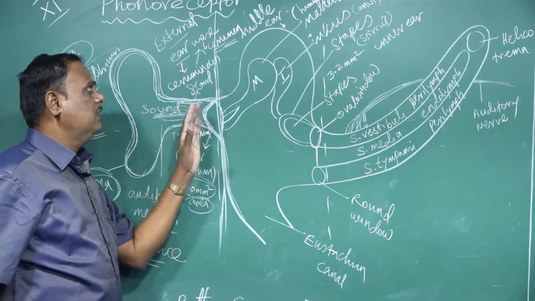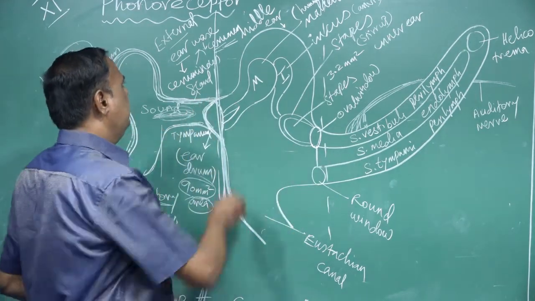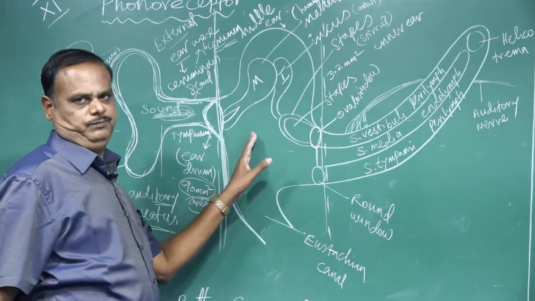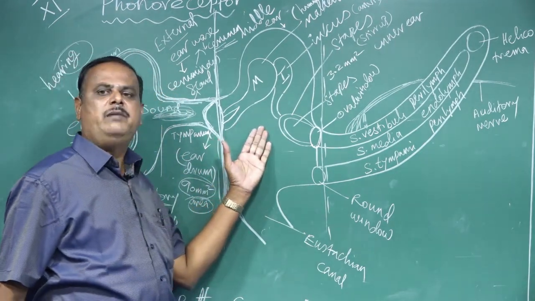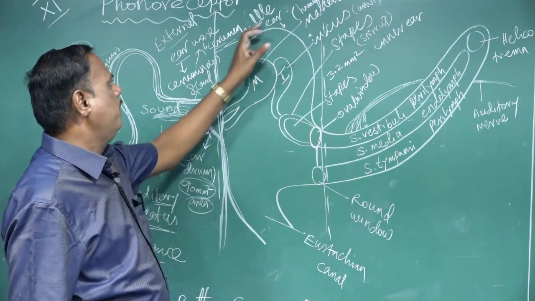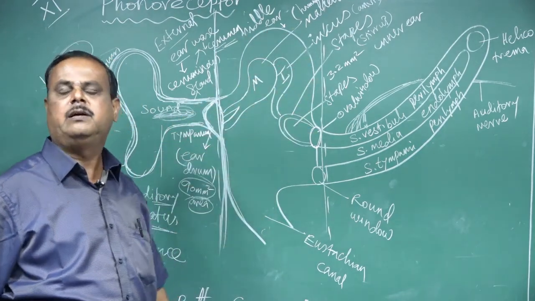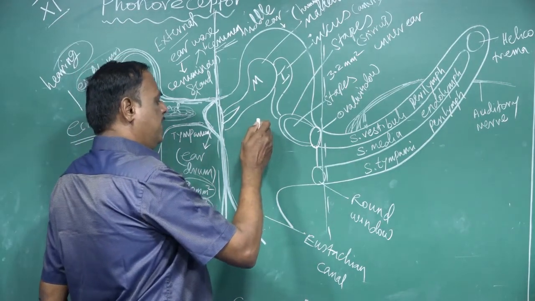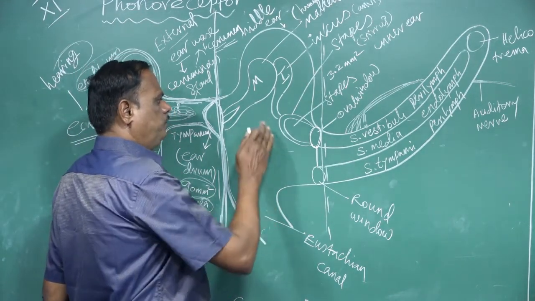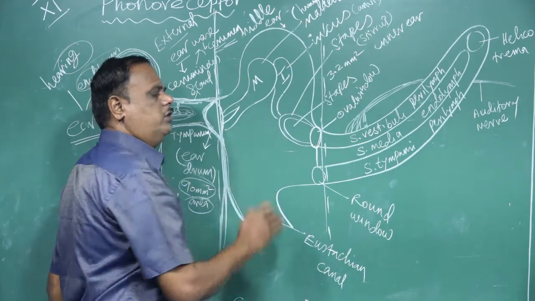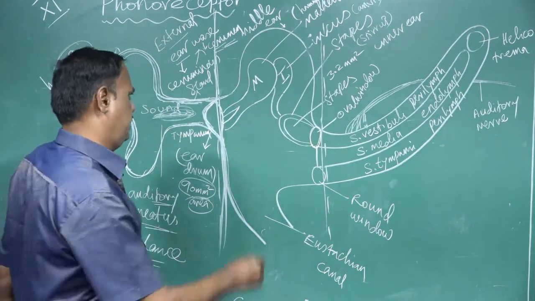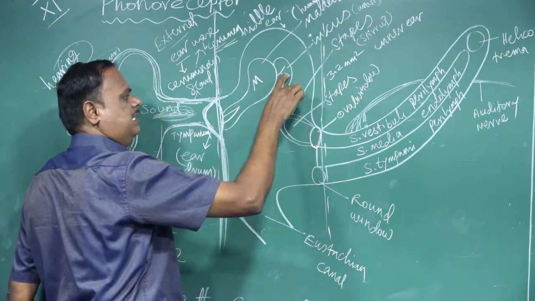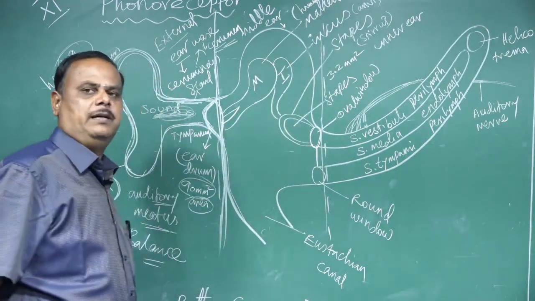Next we go to the middle ear. The middle ear consists of an air-filled cavity and is completely covered by the temporal bones. The middle ear also consists of the eustachian canal, the air-filled cavity, and three ear ossicles. One is called malleus, next is incus, and the third is stapes.